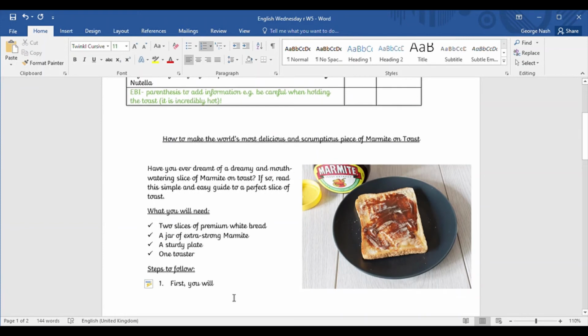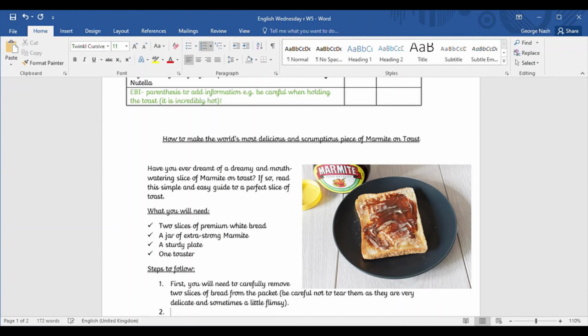First, you will need to carefully remove two, remember not "to", wrong type of two, slices of bread from the packet. I'm going to put in brackets here: be careful not to tear them as they are very delicate and sometimes a little flimsy. And flimsy just means they wibble and wobble, and if you break your bread that's not going to make very nice toast, is it?